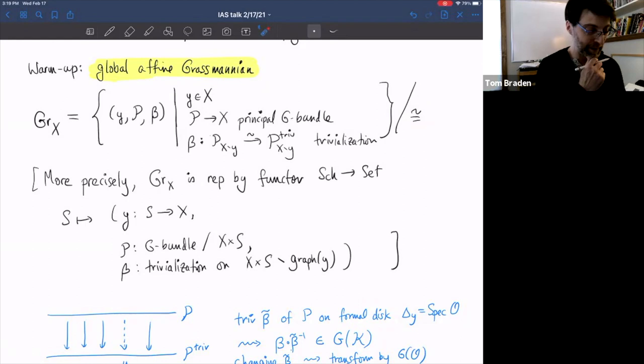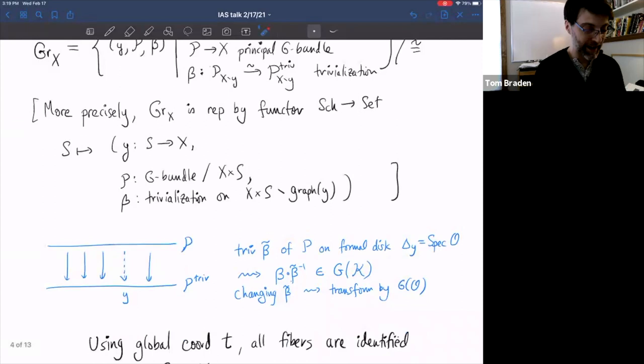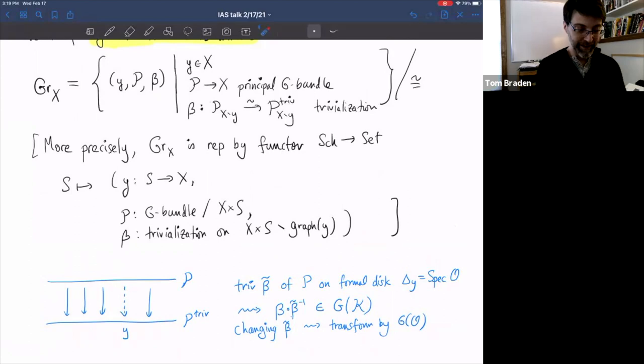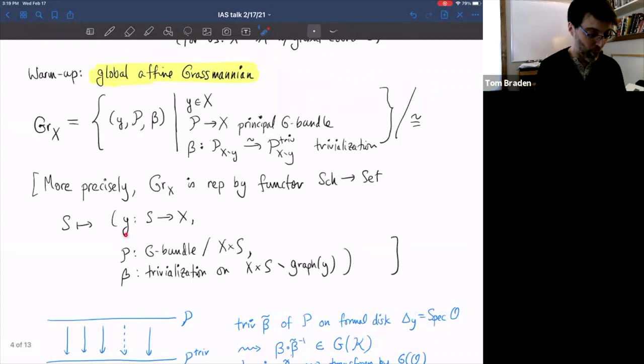So to be fancy, really what you want to do is talk about a scheme which is represented by some functor from test schemes to sets, and instead of talking about a point in X, you talk about a map y from your test scheme S to X, and then your principal bundle would actually be a bundle over X times S, and then you'd be choosing a trivialization on X times S minus the graph of your function y. I'm going to suppress that.